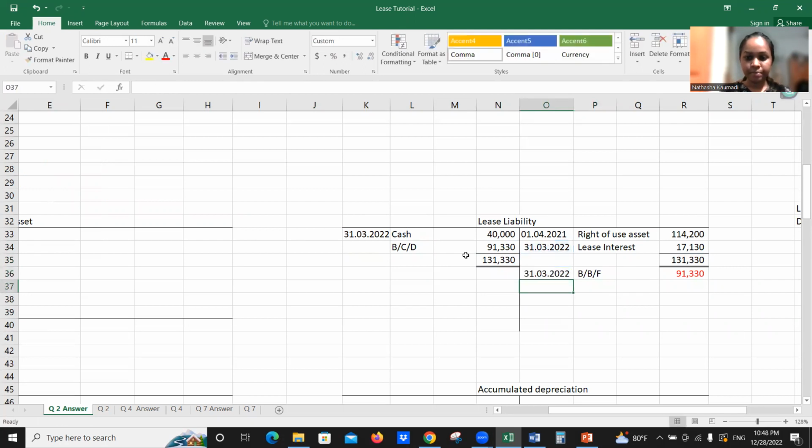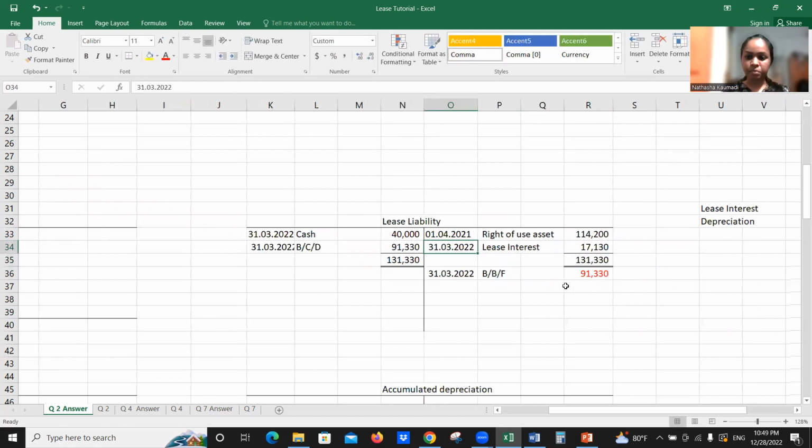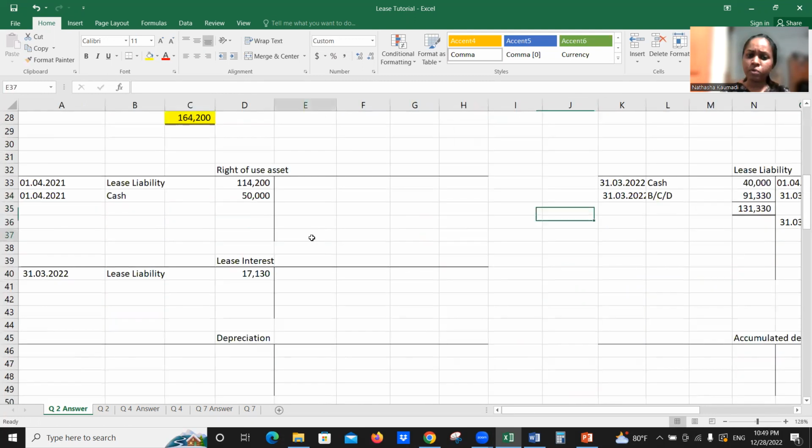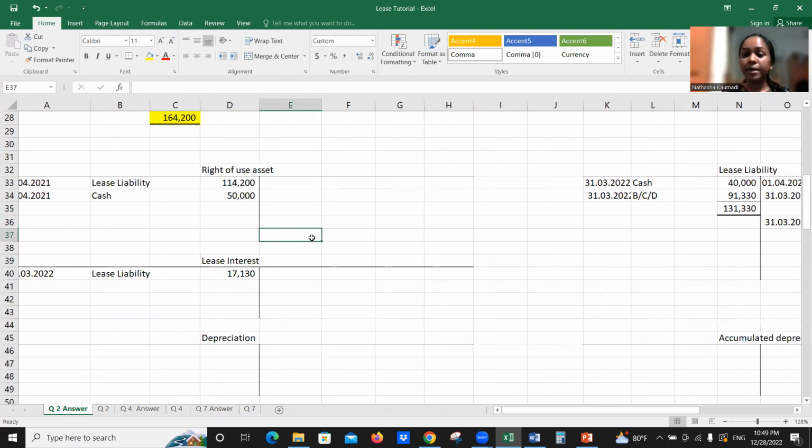We'll put the date as well, 31st March 2022. Okay, so this is the lease liability. Right of use asset: do we have any changes? In the right of use asset ledger account, we don't have any changes. But you need to recognize one thing.